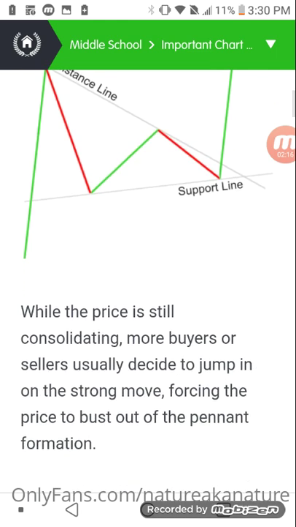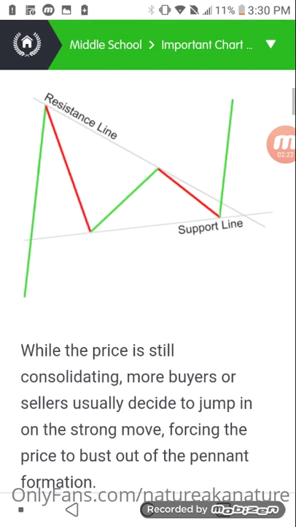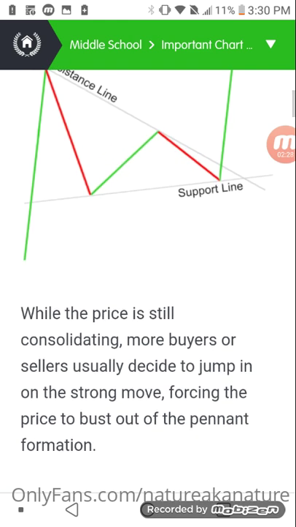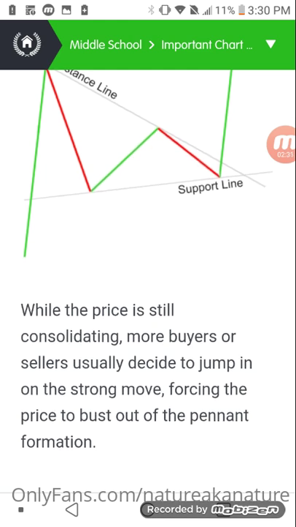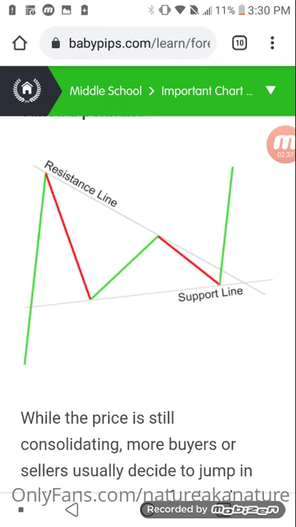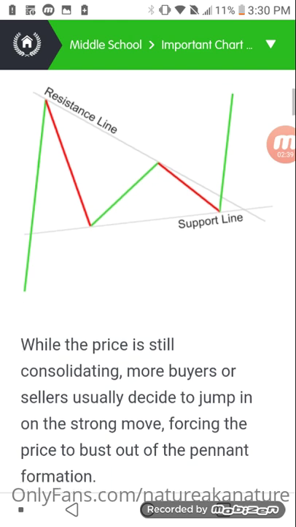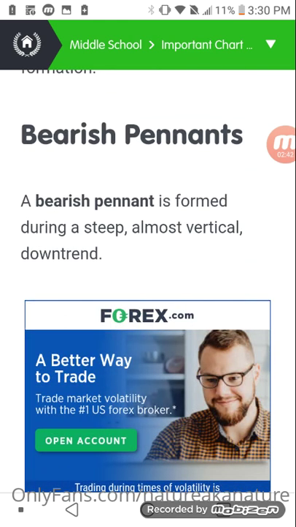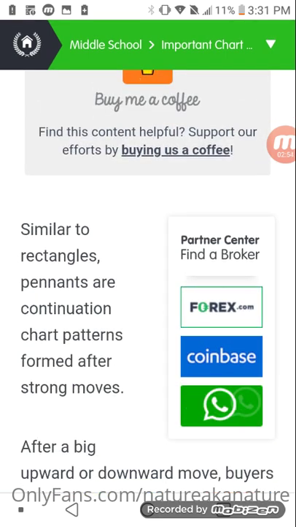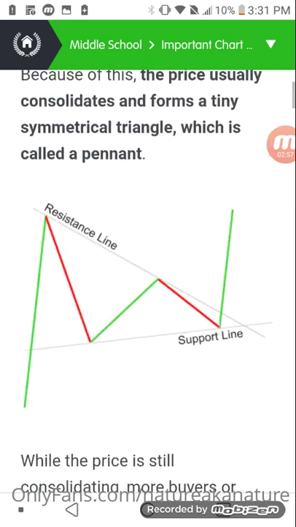All right, so the price is still consolidating. When you see pennants or triangle formations, it means that price is still consolidating. More buyers or sellers usually decide to jump in on a strong move, forcing the price to burst out of the pennant formation. Alright, so it will make a strong move and eventually burst out of the pennant formation, going up or down. So a bearish pennant is formed during a steep, almost vertical downtrend. Remember, pennants are continuation chart patterns that are formed after strong moves, no matter if it's an uptrend or a downtrend.